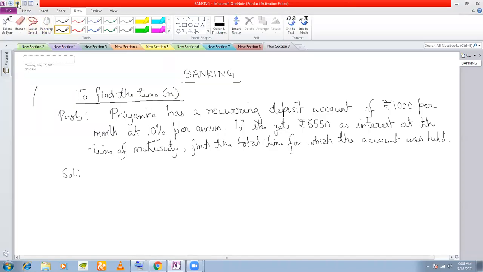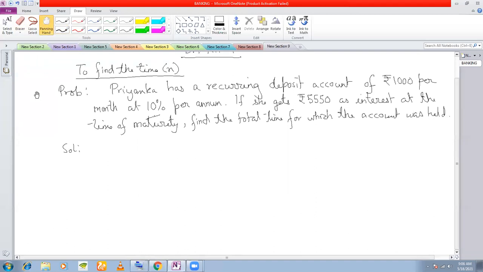The problem here is: Priyanka has a recurring deposit account of rupees 1000 per month at 10% per annum. So clearly the monthly installment or the principal here is 1000 and the rate here is 10%. If she gets rupees 5550 as interest, that means I here is 5550. This is the interest that she gets at the time of maturity. Find the time for which the account was held.